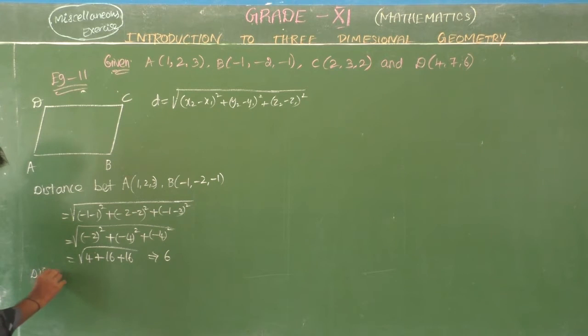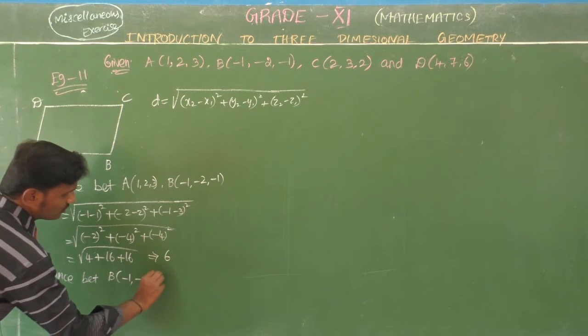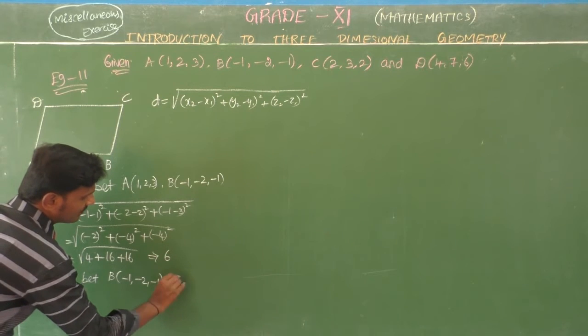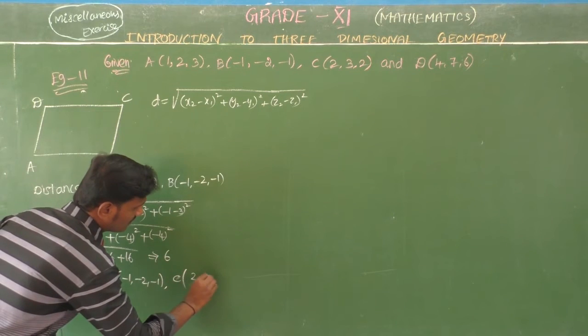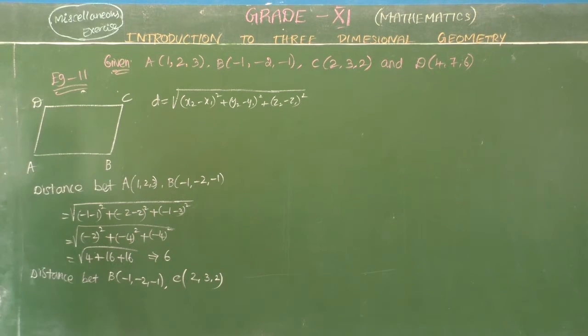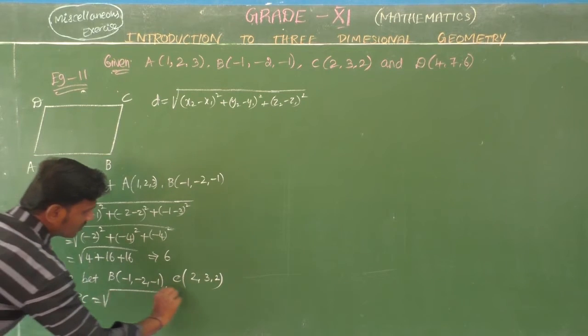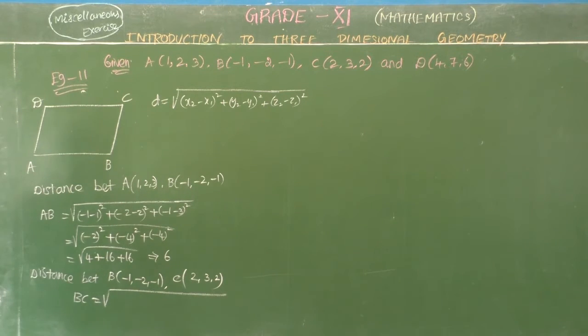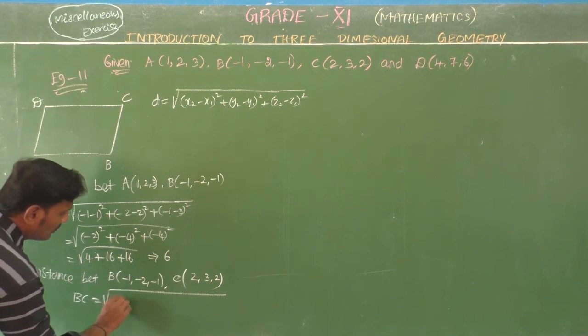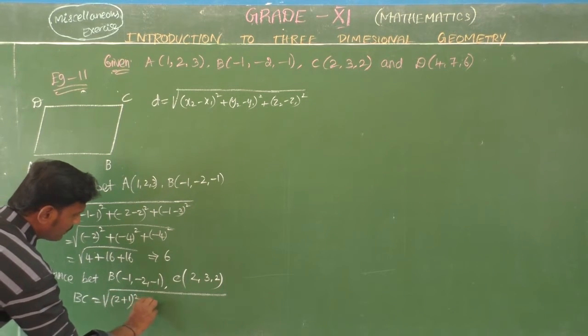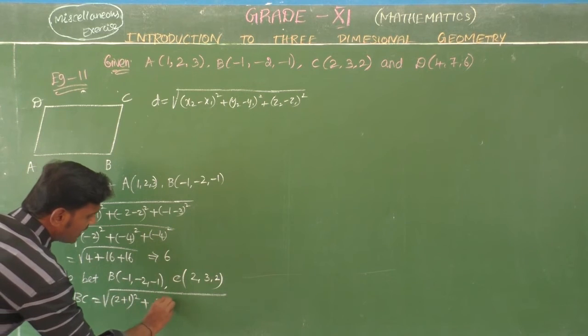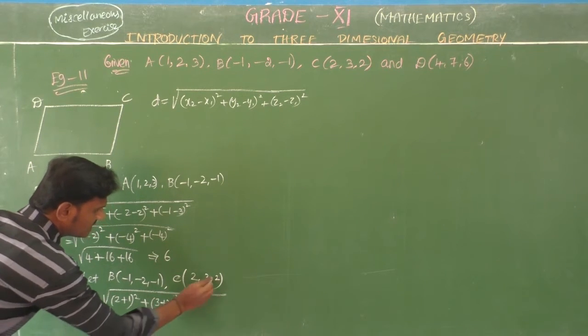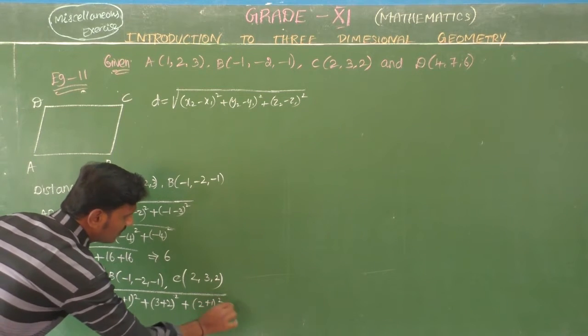Okay. And next I am going to find the distance between BC. So what are the points B and C? B is (-1, -2, -1) and C is (2, 3, 2). Now this was AB, and now we are going to take BC, which is equal to the square root of (x2 - x1) the whole square, that is (2 - (-1)) the whole square, plus (3 - (-2)) the whole square, plus (2 - (-1)) the whole square.